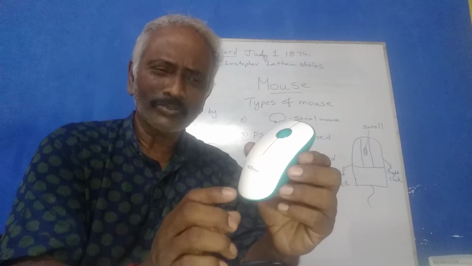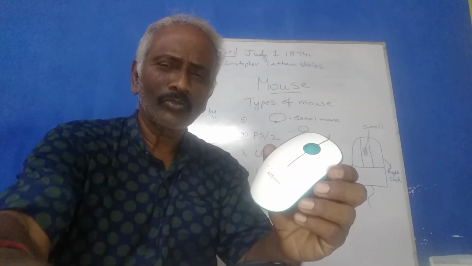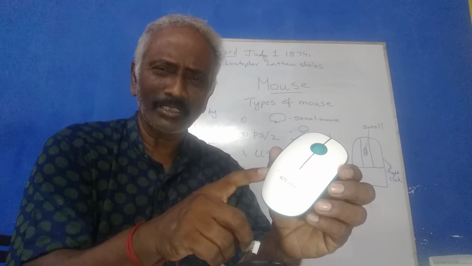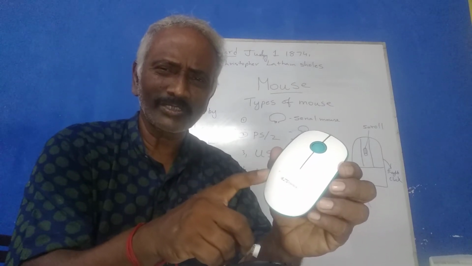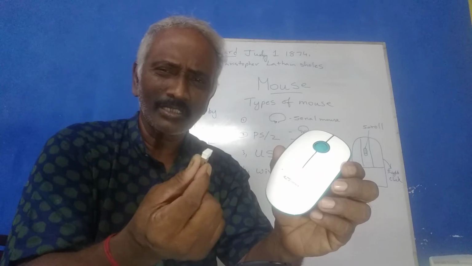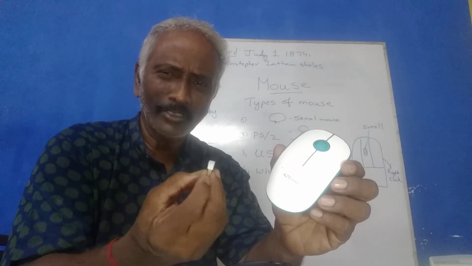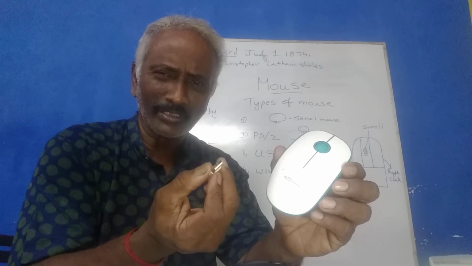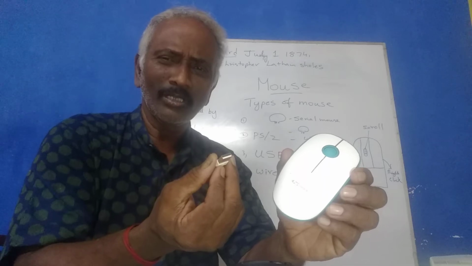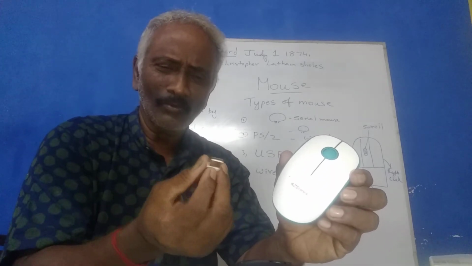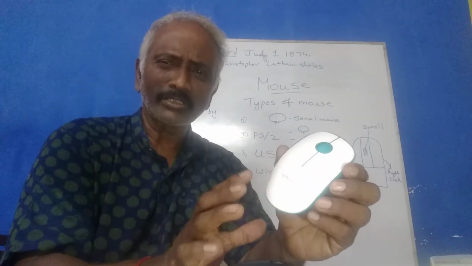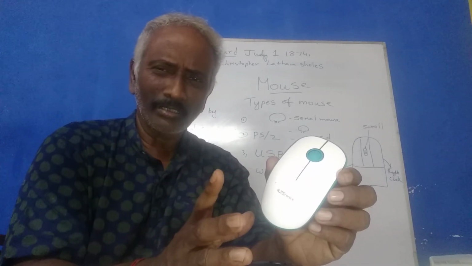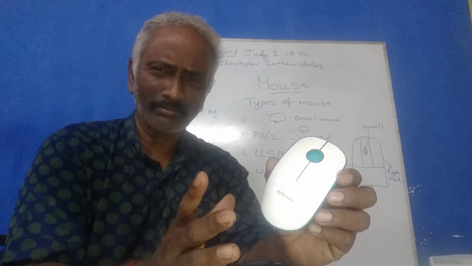So how do we connect it? You have a receiver, and the transmitter is inside your mouse. The mouse sends data, and the receiver receives it. You can insert this receiver into whichever USB connector is free. The mouse and keyboard are input devices. They only send data. They cannot receive data.